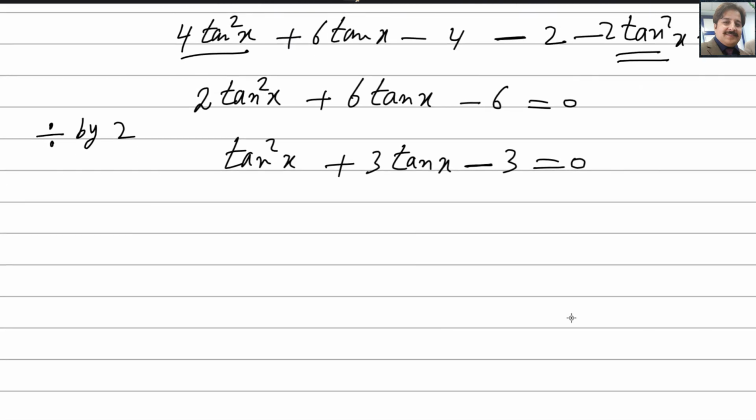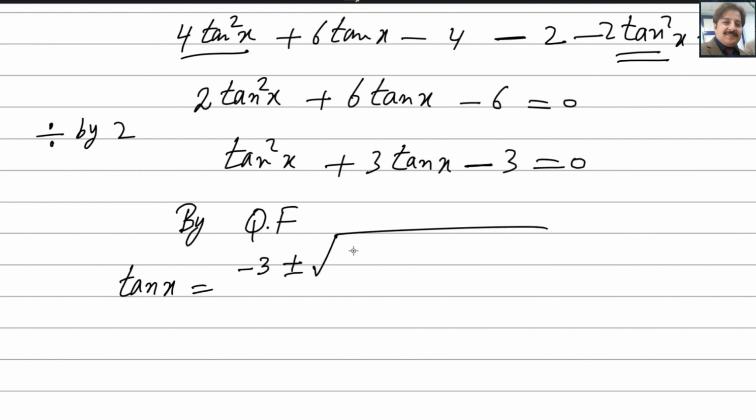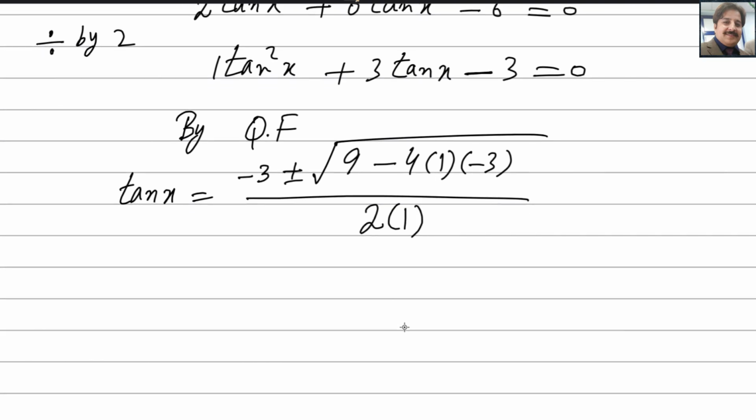Here we can apply the quadratic formula to get the value of tan. By the quadratic formula, tan x will be equal to minus b, here b is 3, so it will be negative 3, plus minus the square root of b square, 3 square is 9, minus 4 times a, which is 1, and c is minus 3, divided by 2a, 2 into 1. So minus 3 plus minus the square root of 9 plus 12, which is 21, divided by 2. Now we have two values for tan.